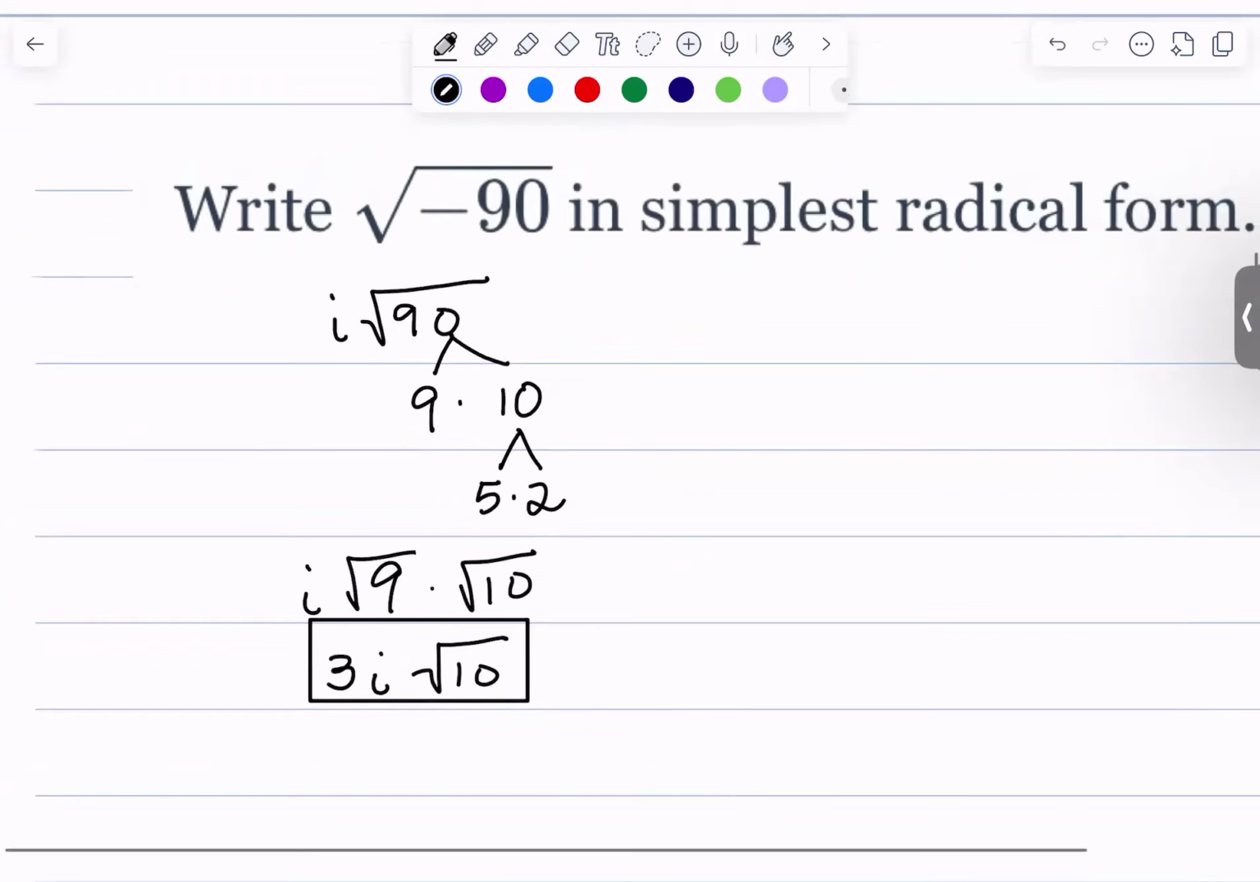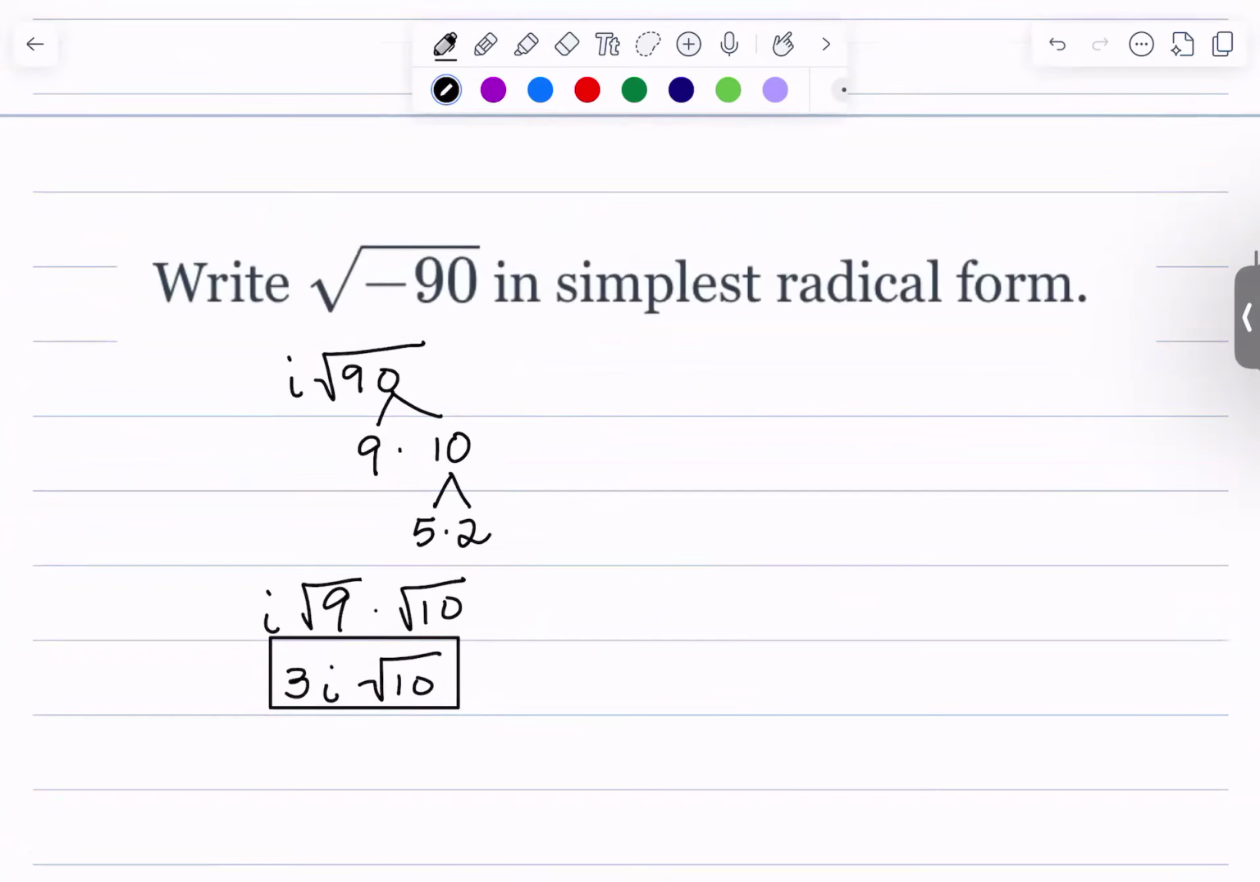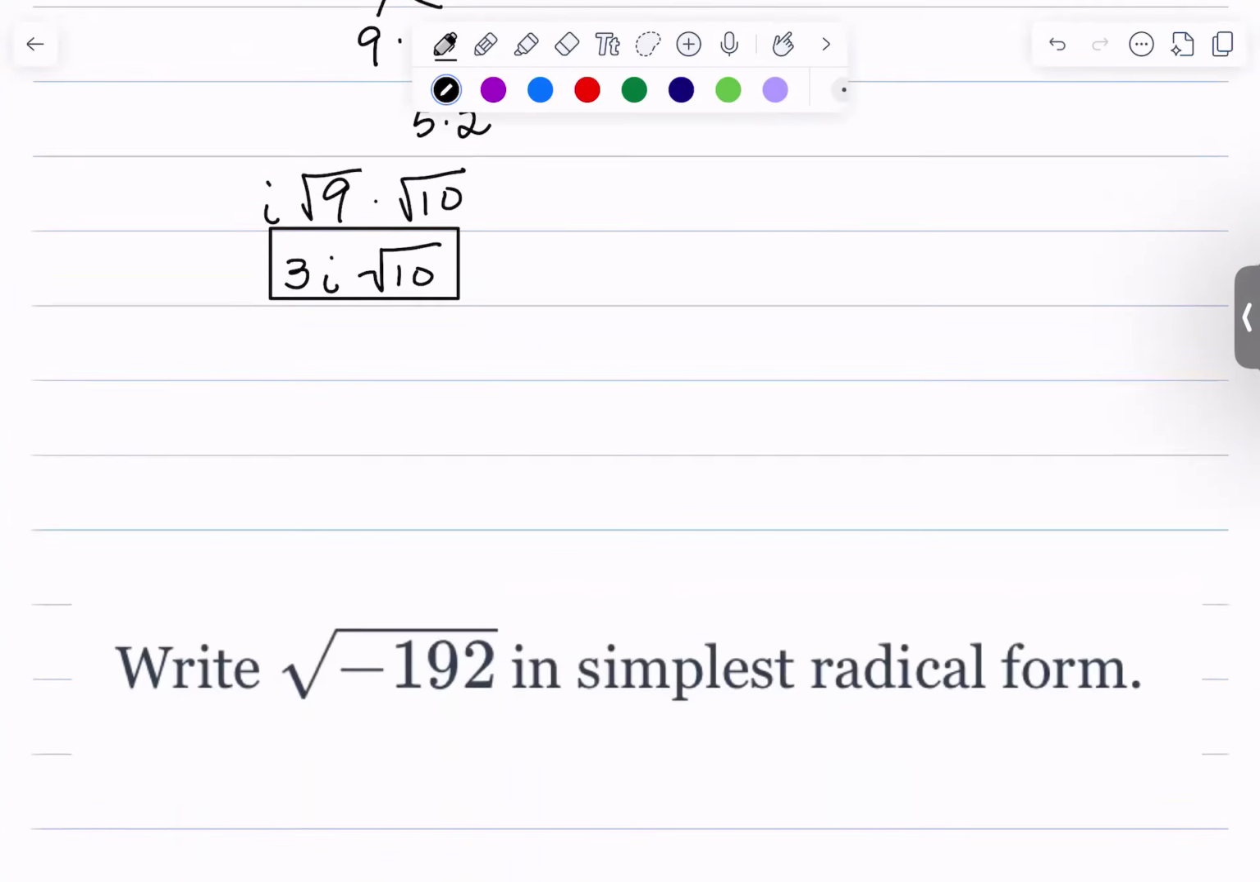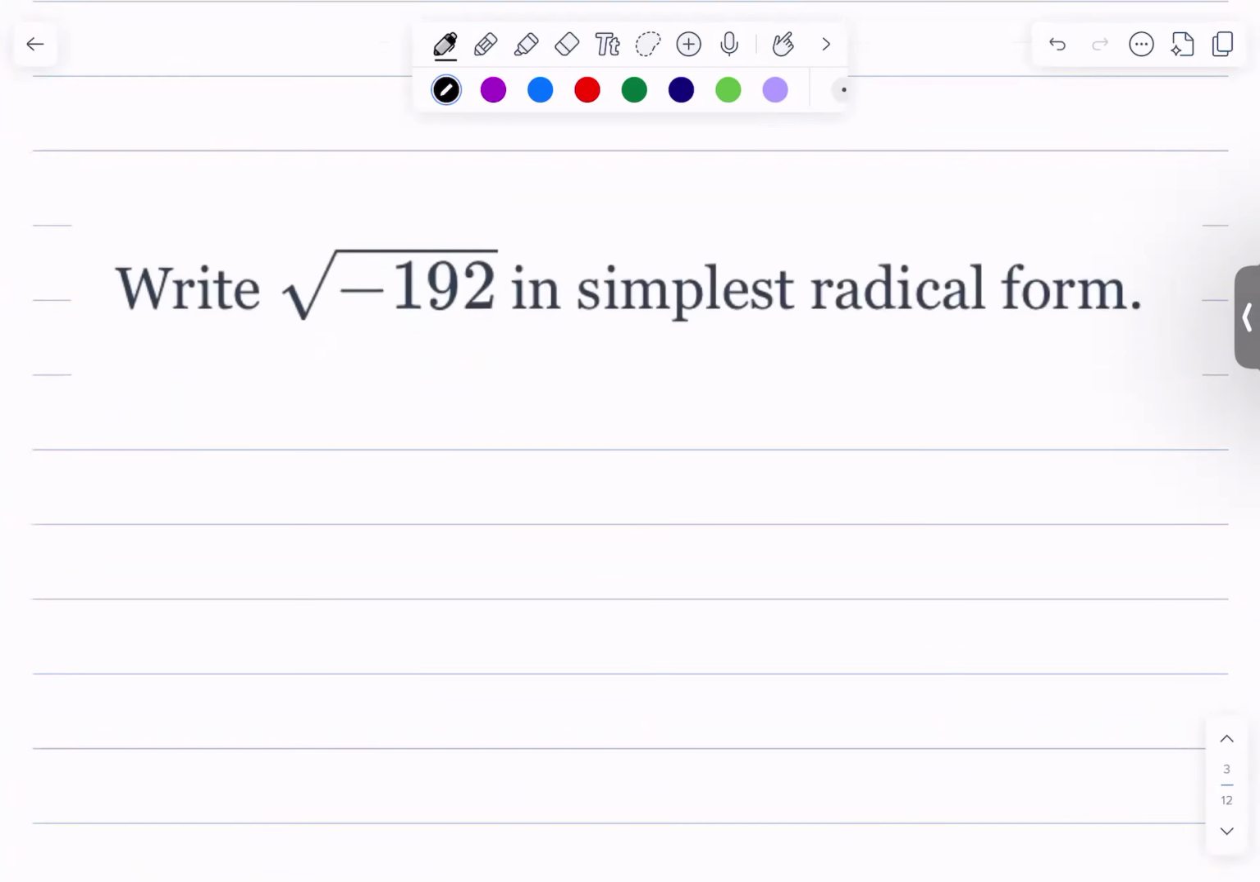Questions on simplifying? No? Pretty simple? Yeah? Okay. Try this one. You guys try this one.